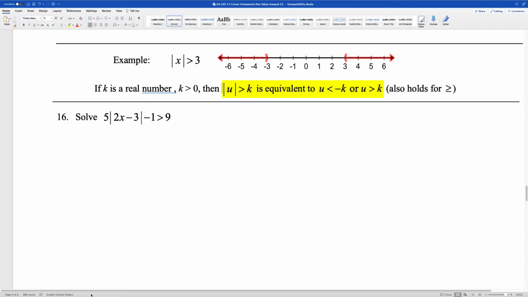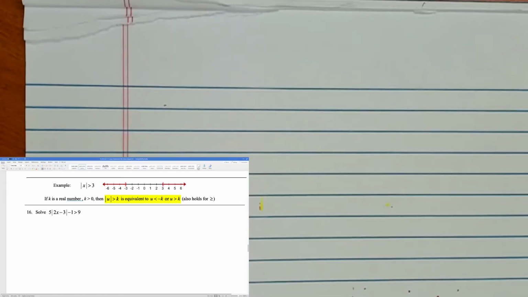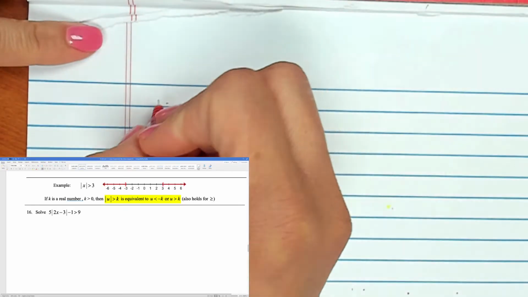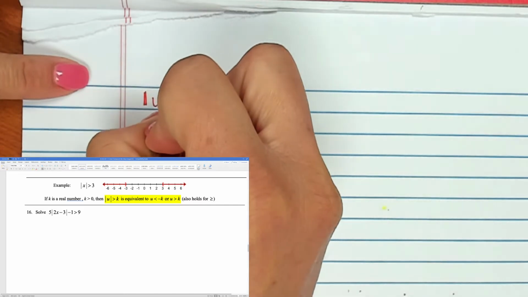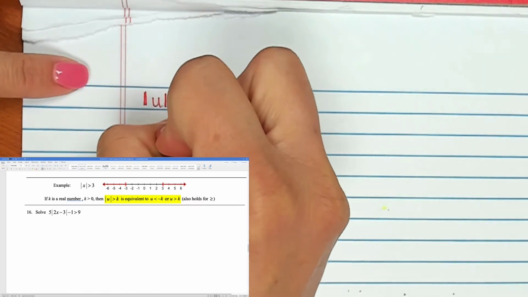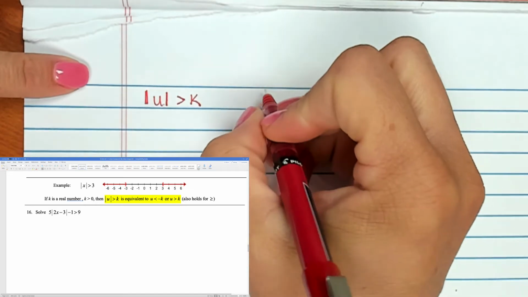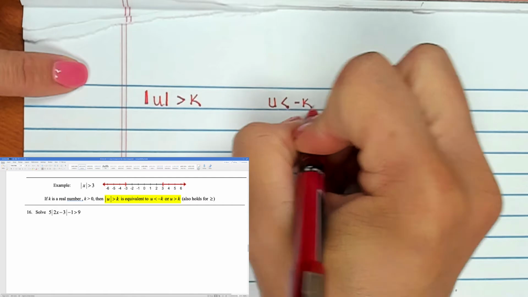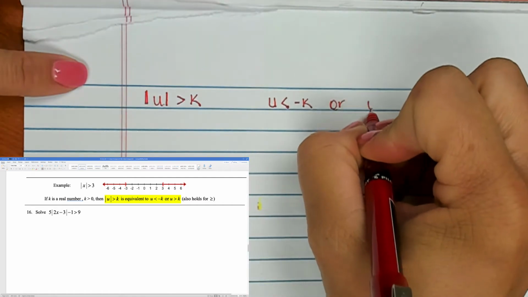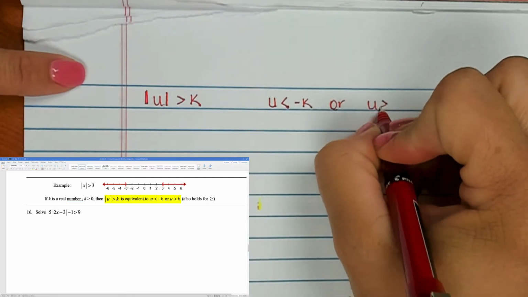So I'm going to change my screen here just for a minute. I'm going to write that down because that is important for me. The absolute value of u greater than k is equivalent to u is less than negative k, or u is greater than k.